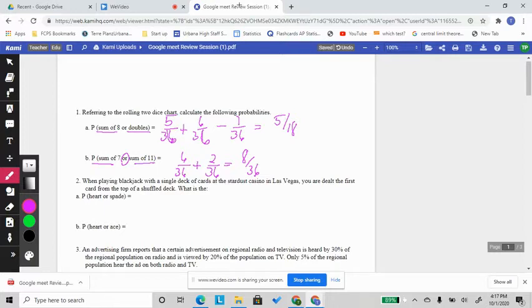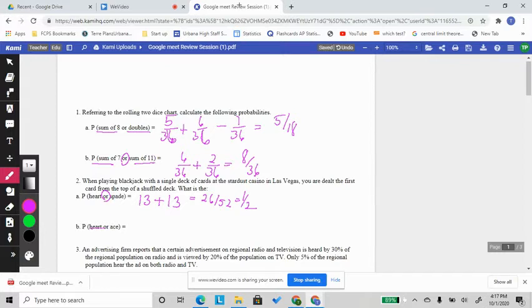All right, playing blackjack. Here we go. You're dealt a card from the top of the shuffled deck. So we're only pulling one, so it's a heart or spade. There are 13 hearts plus 13 spades. There is no way to get a heart-spade card, so there's no overlap. They have nothing in common, so it's 26 out of 52, which is basically half the deck.